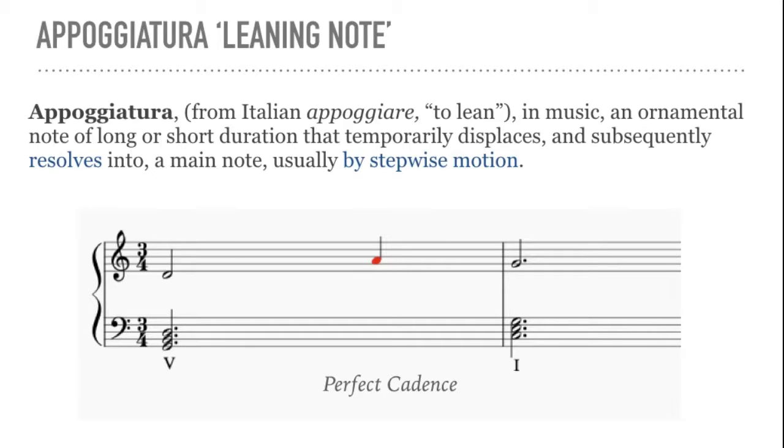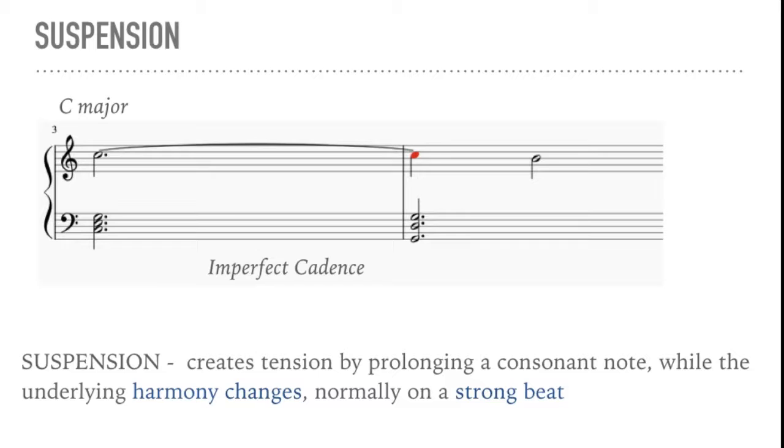You see, this note is appoggiatura. It's a leaning note. It wants to take you down to the harmony note. Usually it goes down, and usually we use it on a weak beat, and we always resolve by stepwise motion, usually actually down. Okay, that is our appoggiatura. It's an ornamental note.